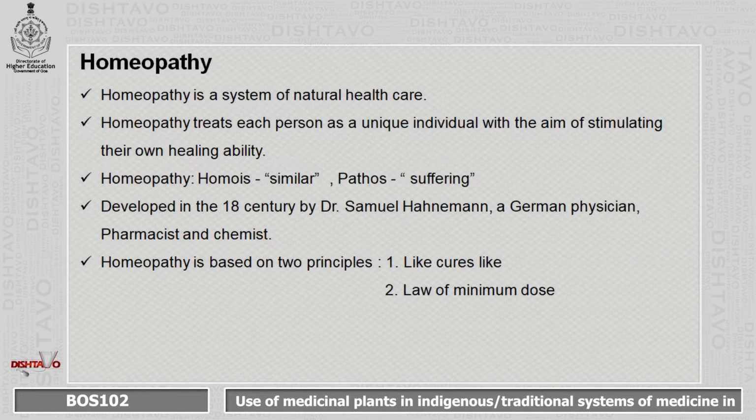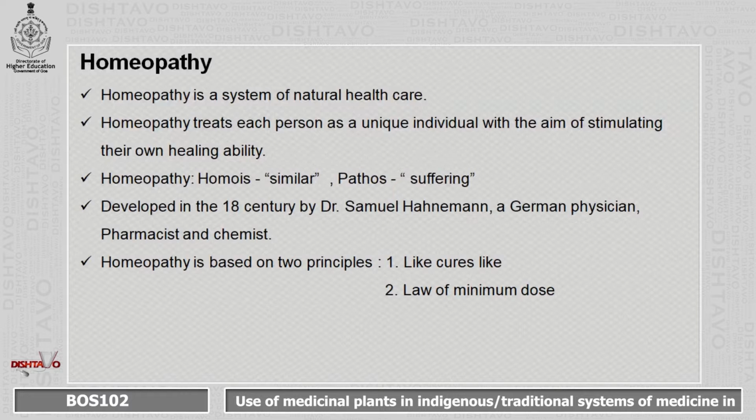Homeopathy is a system of natural healthcare that has been used worldwide for more than 200 years. So homeopathy treats each person as a unique individual with the aim of stimulating their own healing ability. So the homeopath selects the most appropriate medicine based upon individual specific symptoms and personal level of health. Now the word homeopathy has been derived from the Greek words homeos, which means similar, and pathos, which means suffering.